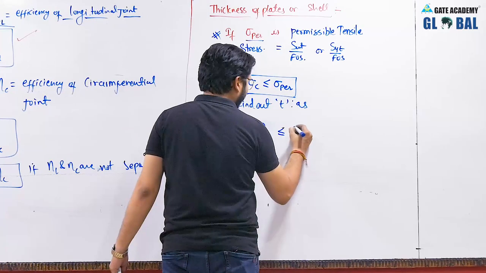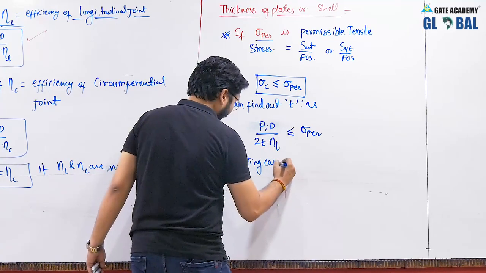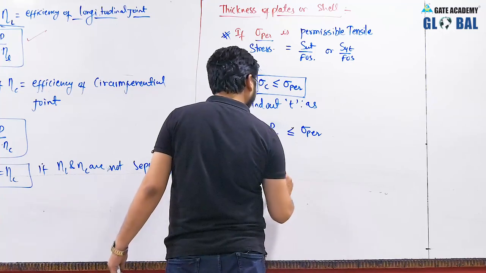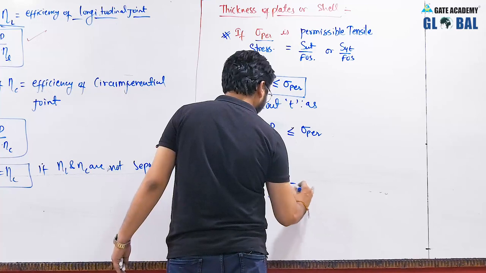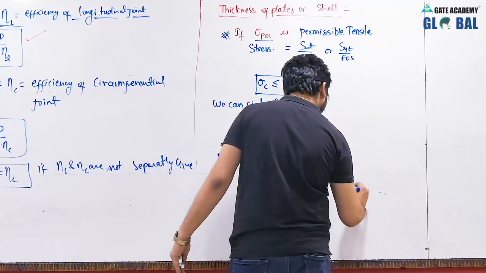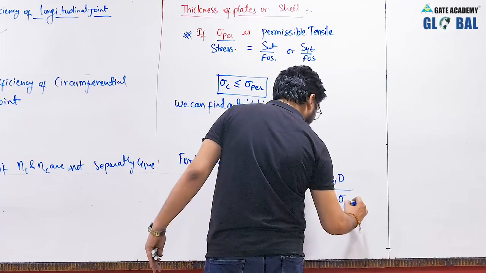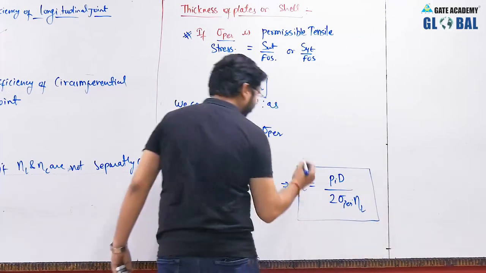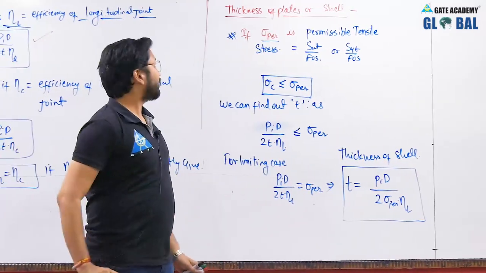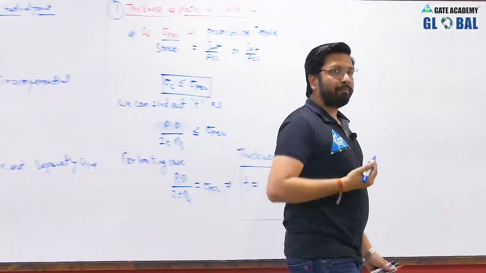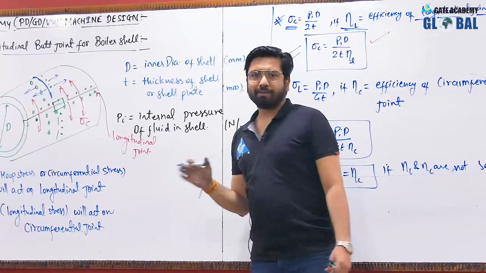So this will be less than or equal to sigma permissible, or for the limiting case we can write pi into D divided by 2T into eta L is equal to sigma permissible. Then the thickness T comes out to be pi into D divided by 2 into sigma permissible into eta L. So this will be the thickness of the shell. This is the very first step. Here it will be in mm, as we have assumed that the pressure is in Newton per mm square and diameter and thickness are in mm, so this must be in millimeters only.